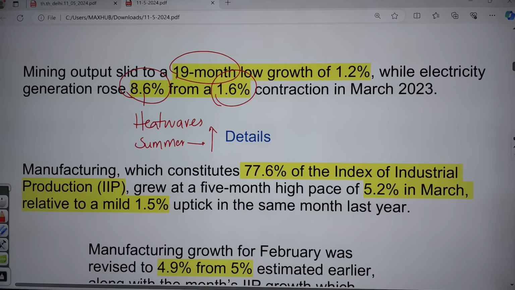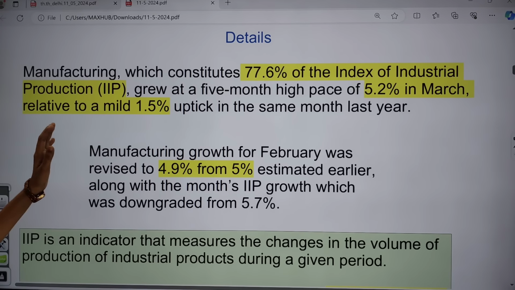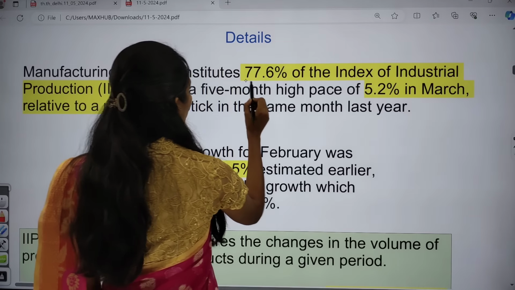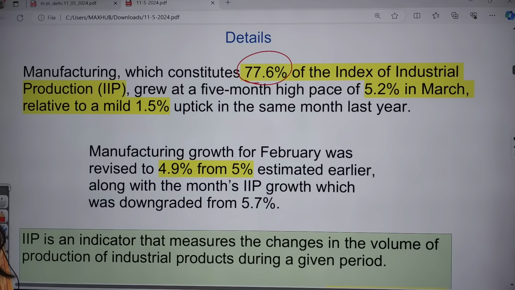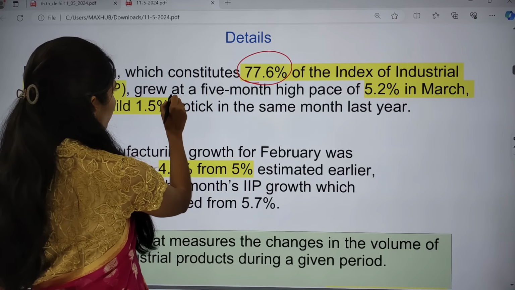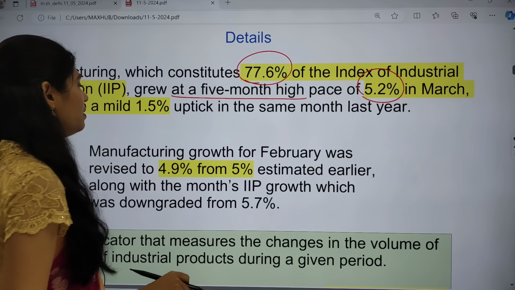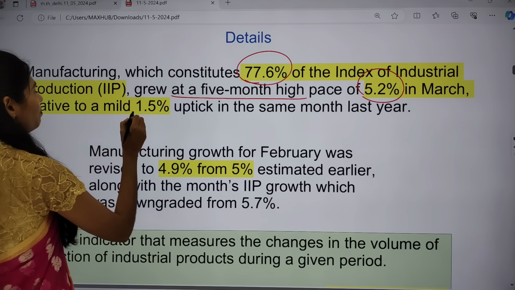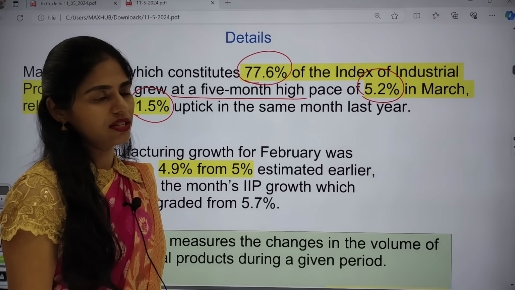So for all these reasons, in this electricity sector there is growth seen in March 2023. If you see the details, it says that manufacturing, which constitutes 77.6% of the index of industrial production, also grew. It grew at a 5-month high pace of 5.2% in March, relative to a mild 1.5% uptick in the same month last year.